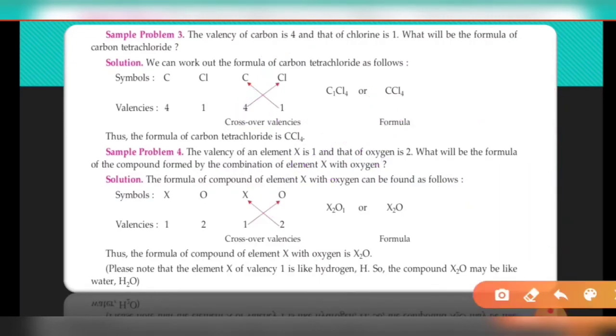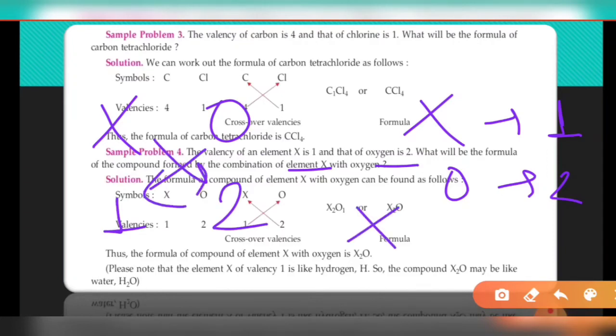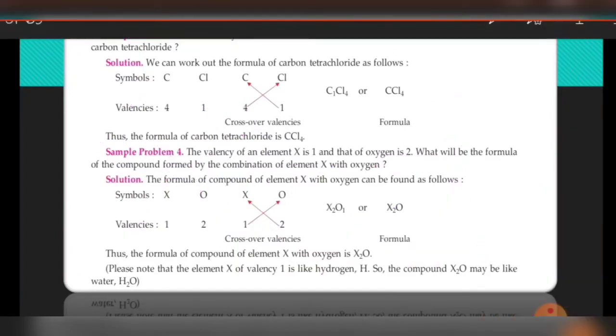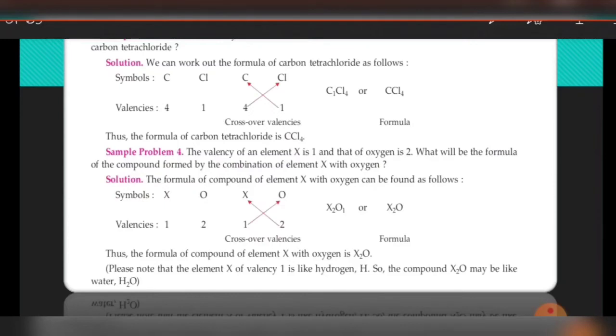In the second next problem, the valency of the element X is given as 1, and that of oxygen is given as 2. So X is one element and oxygen is the other; the valency of X is 1 and of oxygen is 2. So for the formula, we cross-check the valencies, so it will become X2O1, and we can omit the 1, so the answer will be X2O. So the formula of the compound of element X with oxygen is X2O, which will represent the water in it.